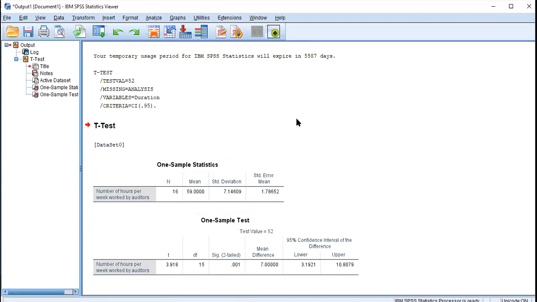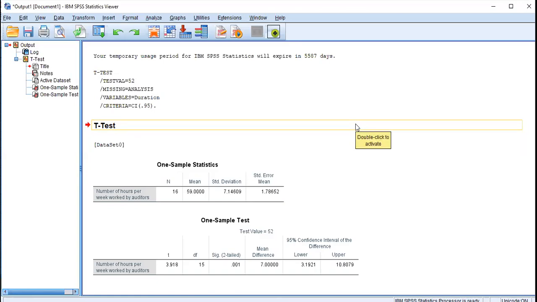So let's look at the things again. The question had data about 16 accountants of a given firm, and how many hours in a given week they have worked. The data was compared to the national data, which says that 52 hours of work is done by auditors in general per week.